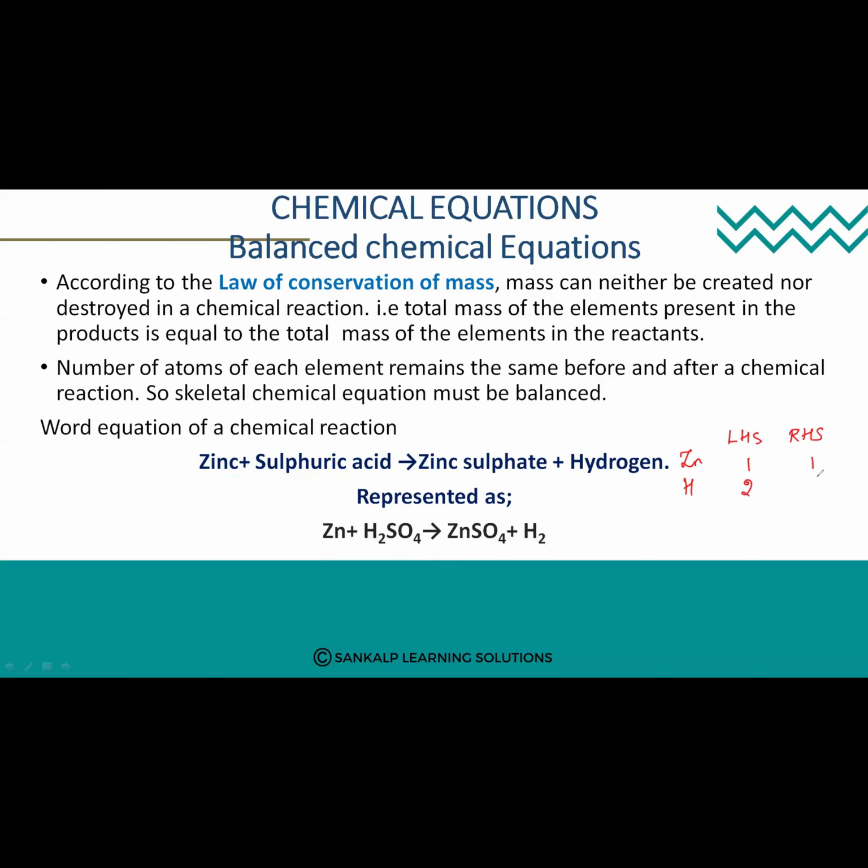Hydrogen, there are 2 hydrogen. On the right hand side there are 2 hydrogen. Sulfur, it is 1. Then on the right hand side it is 1. Then oxygen, there are 4 oxygen atoms. Here there are 4 oxygen atoms. So this is a balanced chemical equation. The number of atoms are the same before and after the chemical reaction. So the total mass of these elements is equal on the product side as well as on the reactant side, right? Yes.